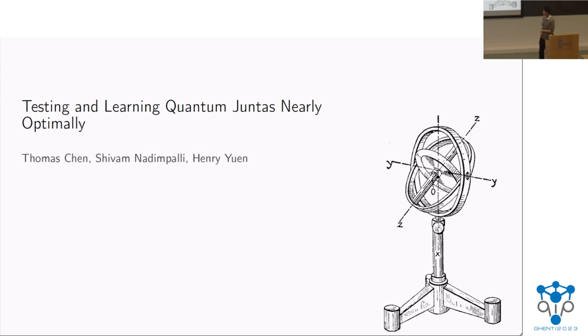I'm presenting this work in collaboration with Shivam Nadimpalli and Yuen, and I'm here to talk to you about testing and learning quantum juntas nearly optimally.